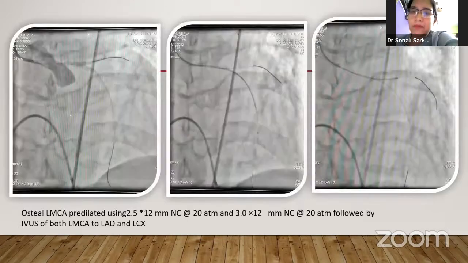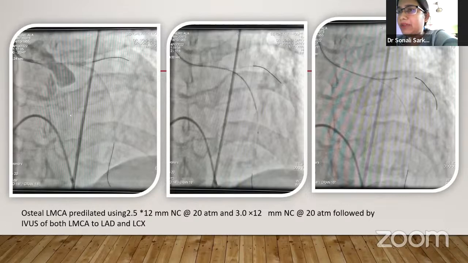The next slide, please. So these are showing the steps like 2.5 by 12 millimeter. Even at 20 atm, adequate expansion of the balloon was not there. So we used a 3 by 12 millimeter. Then we took in the IVUS catheter into the LAD and then into the LCX.